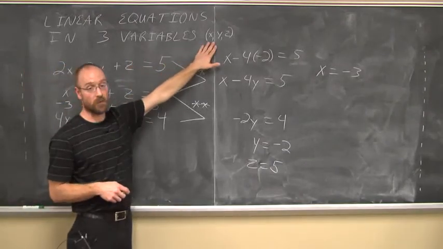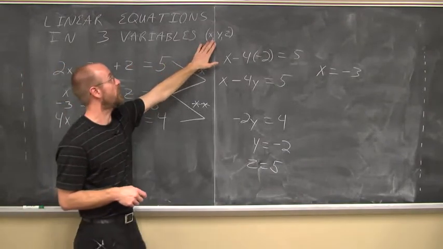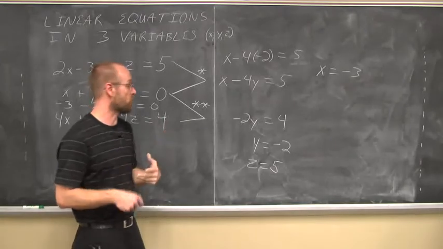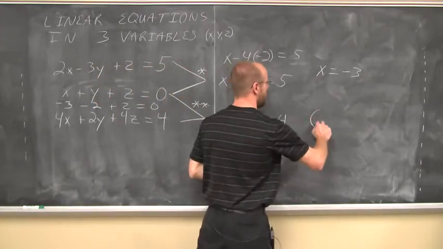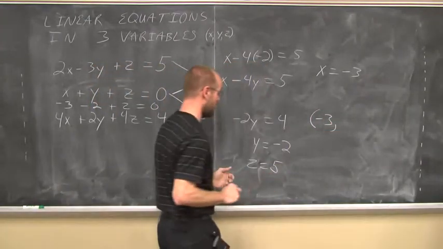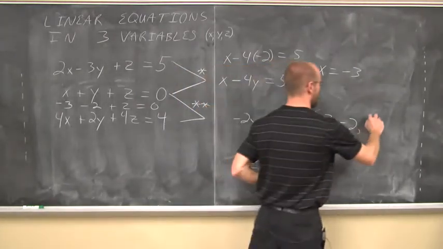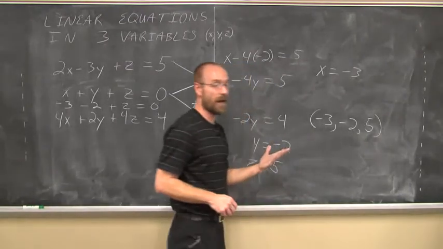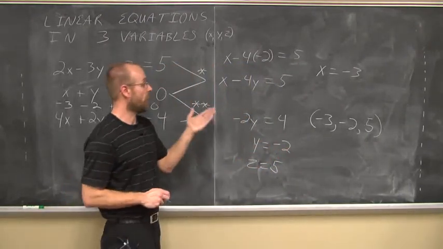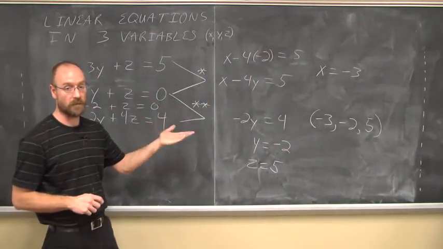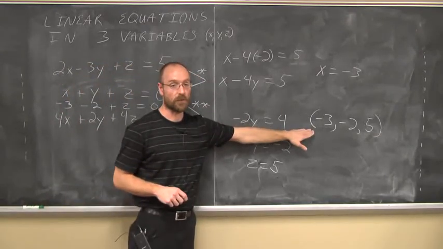Now, because we write our answers in ordered triples, x, y, and z, because we have three variables, that's what I want to do here. I found my x to be negative 3, my y to be negative 2, and my z to be a positive 5. Here we have a consistent and independent system in three variables.